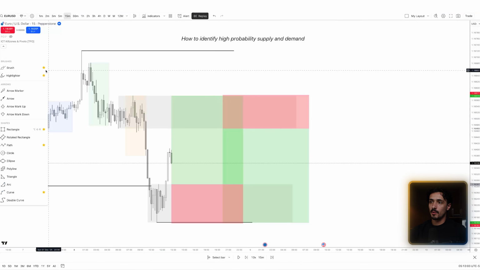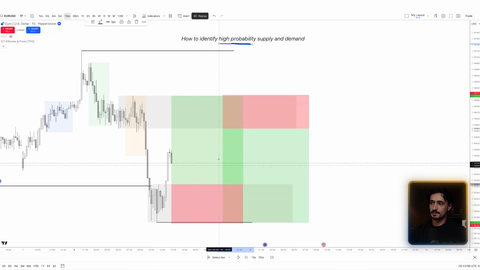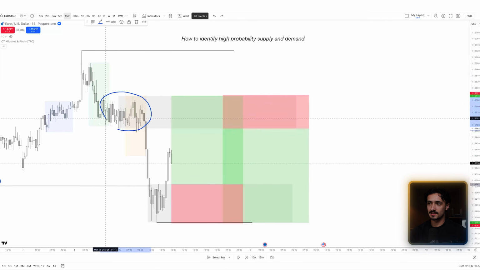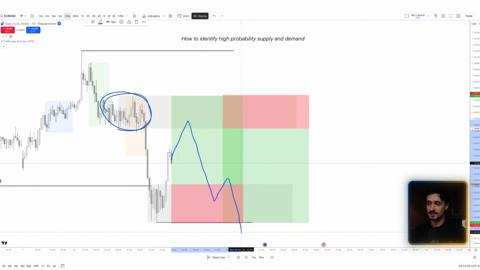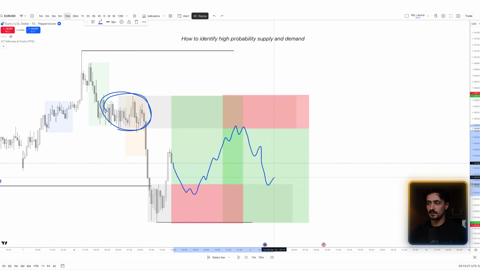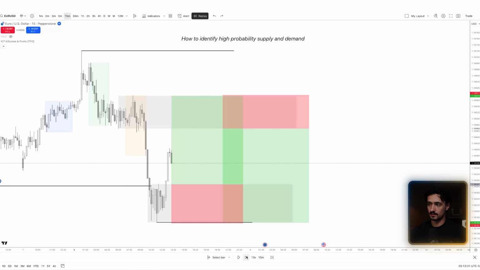Now, the higher probability of who is going to win this battle is the one who is trading with the trend, right? Very simply put. So the trend here is bearish. Therefore, the higher probability is that the supply level is the one that holds and the demand level is the one that gets traded through. Now, this demand might hold momentarily, but eventually this demand zone will lose. And that's what we see happen in this example.